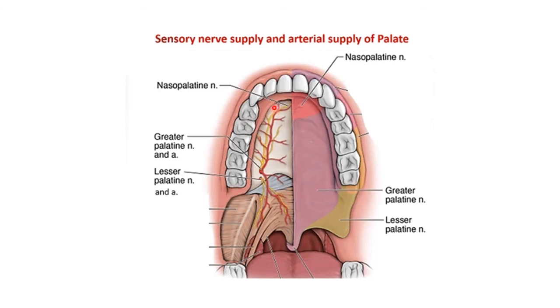The nerve supply of the palate: the hard palate is supplied by the greater palatine nerve and the nasopalatine nerve. The soft palate has sensory supply from the lesser palatine nerve and from the glossopharyngeal nerve, while for motor supply, all muscles of the soft palate are supplied by the cranial root of the accessory nerve via the pharyngeal plexus, except the tensor palati, which is supplied by the nerve to medial pterygoid, a branch of the mandibular nerve.